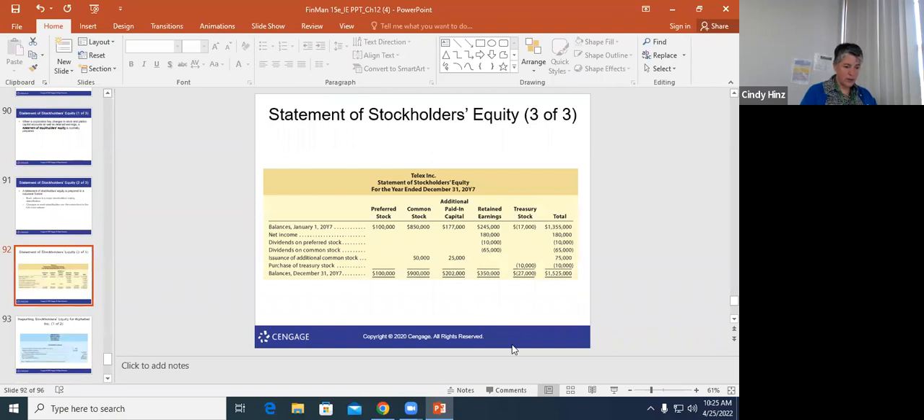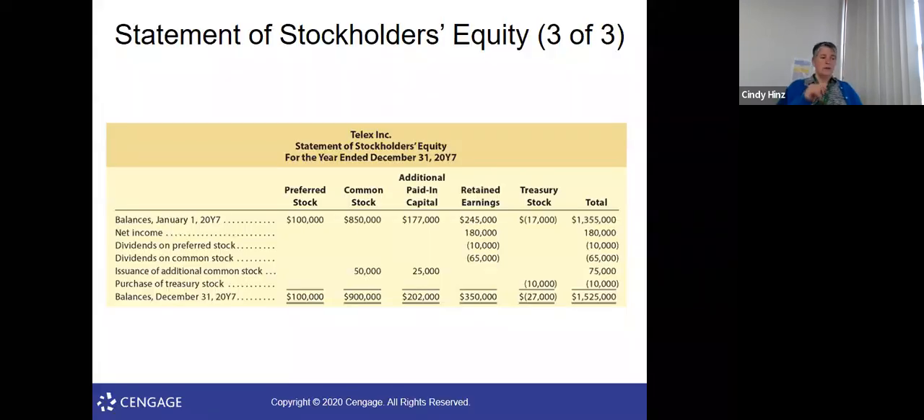This is what I'm looking for next. So there we go. For that same company, we just saw what the retained earnings statement would look like. It's really just the information in this column.